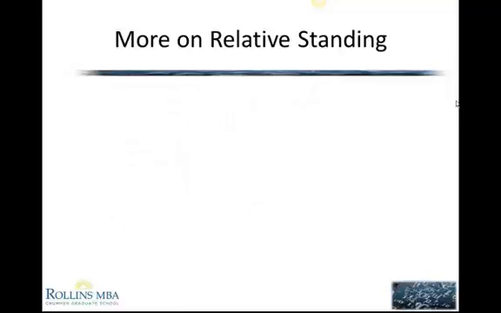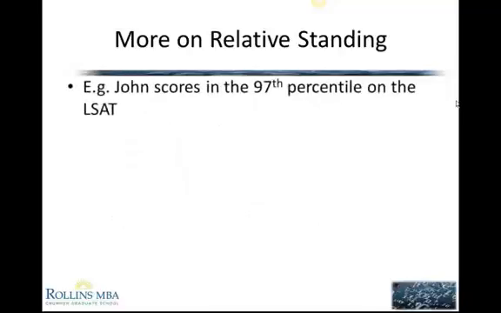Now, in the vernacular, we use these percentile terms quite a bit. We may say that John scores in the 97th percentile on the LSAT. I picked the LSAT as opposed to the GMAT that business school students may take, but John scores in the 97th percentile on the LSAT. What do we mean by that? How do we interpret that?